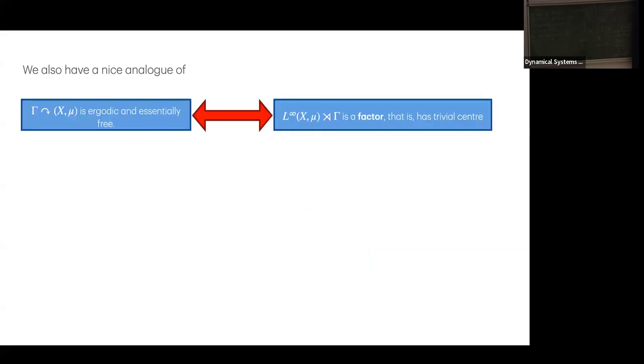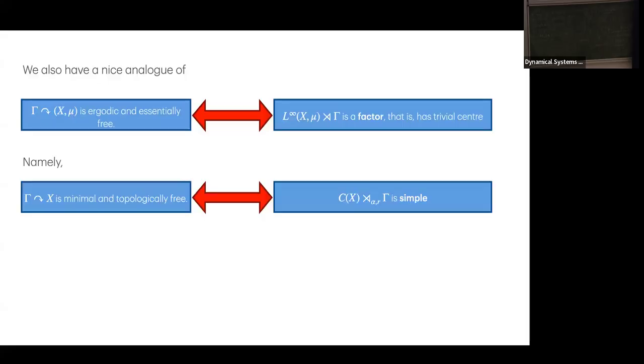Okay, so we have a nice analog of some other things, such as we saw that if we have an ergodically essentially free action, then we get a factor. The analog in the C-star setting is a simple C-star algebra. So it has no non-trivial closed two-sided ideals. And this happens exactly when the action is minimal and topologically free.